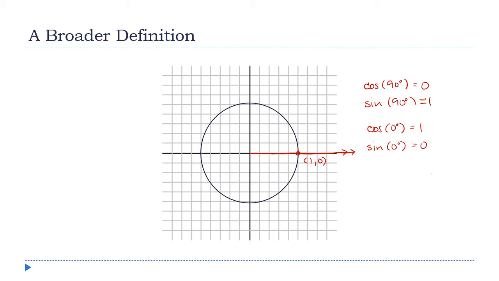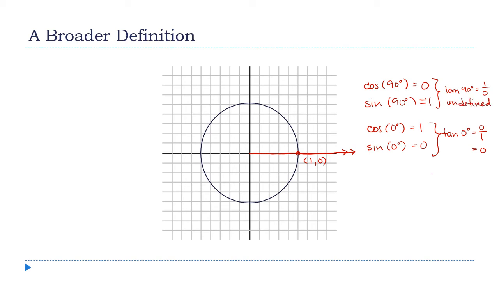All right, so great. Now, how about the other one? How about the tangent? Right, well, to find the tangent, remember that the tangent is equal to the sine divided by the cosine. So looking at 0 degrees, the tangent of 0 degrees is going to be 0 divided by 1, which is 0. And the tangent of 90 degrees is going to be 1 divided by 0, which is undefined.